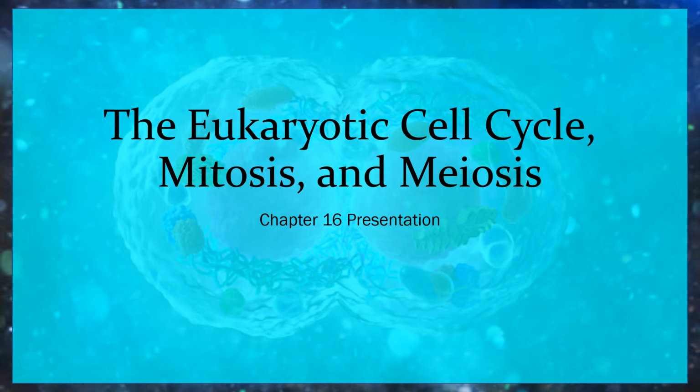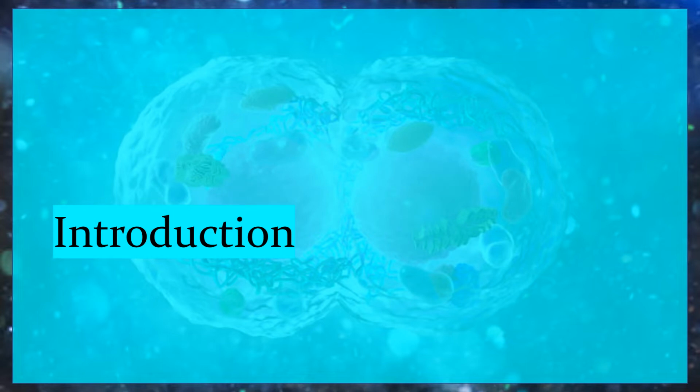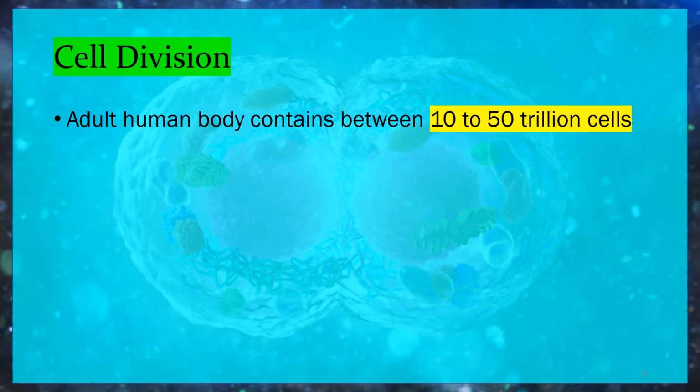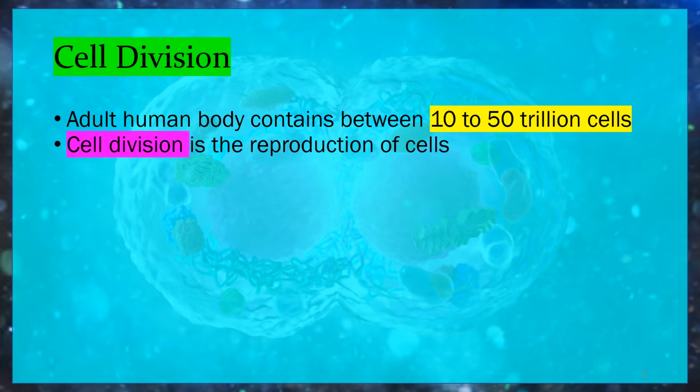Mitosis. Okay, this is chapter 16, cell division. The adult human body contains between 10 to 15 trillion cells. Cell division is the reproduction of these cells.